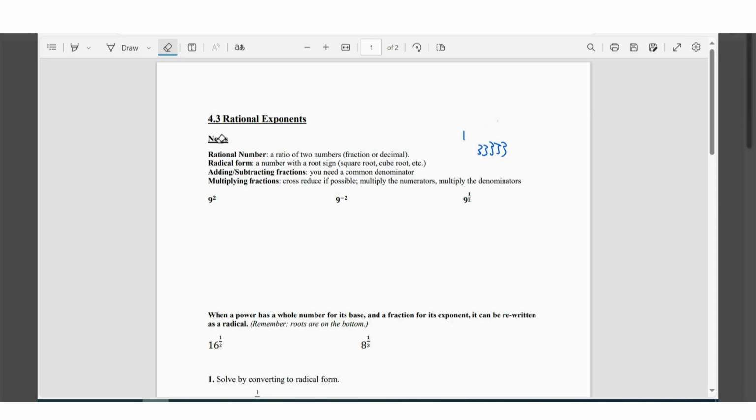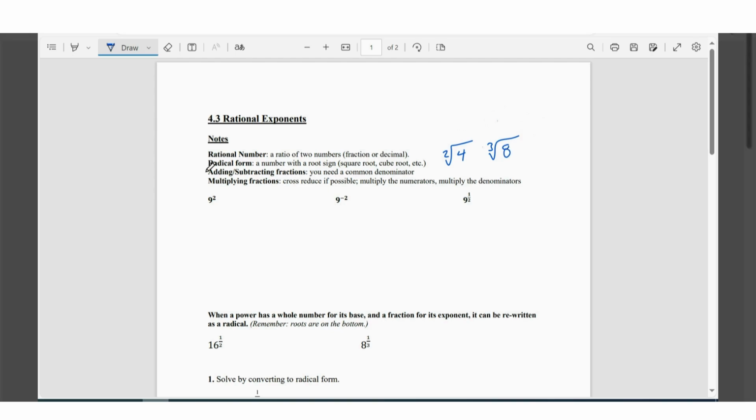And radical form is when we have the square root sign. So very common one, square root, second square root or cubed root. These are in radical form.